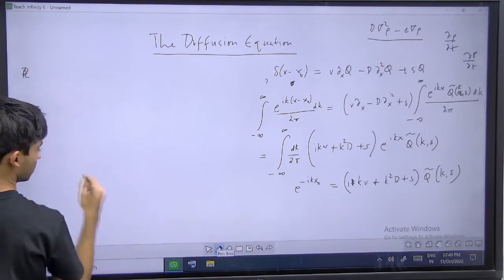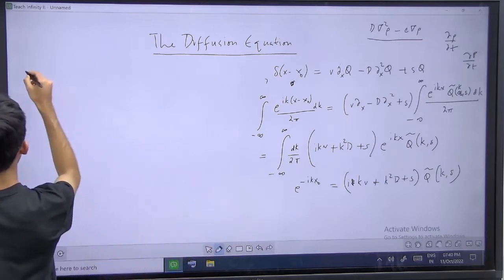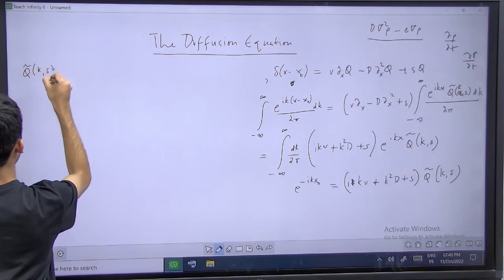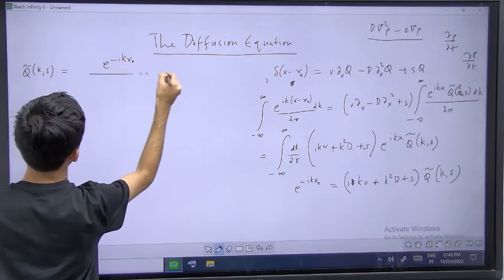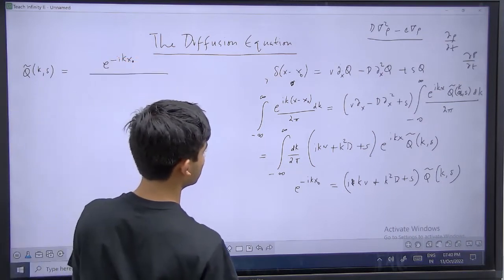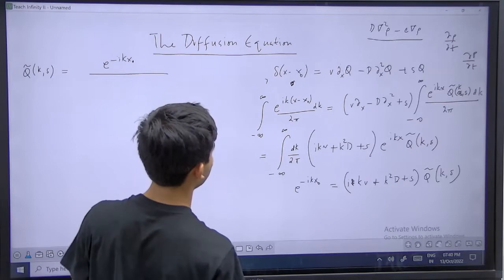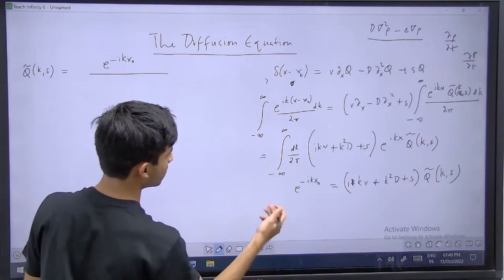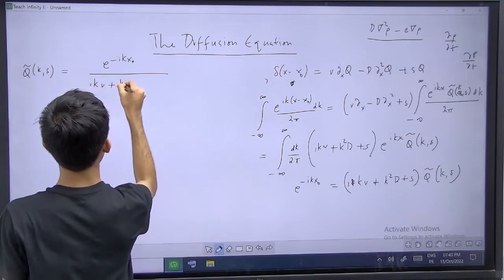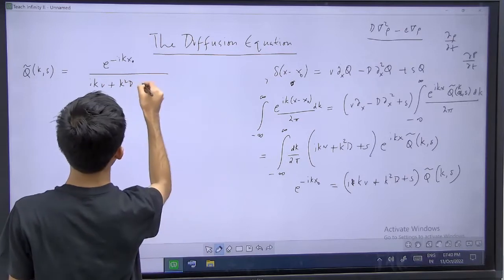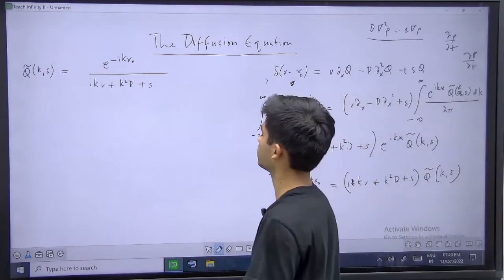So we get e raised to minus i k x naught over i k v plus k square d plus s. And now we just go ahead and invert these transforms that we have taken.